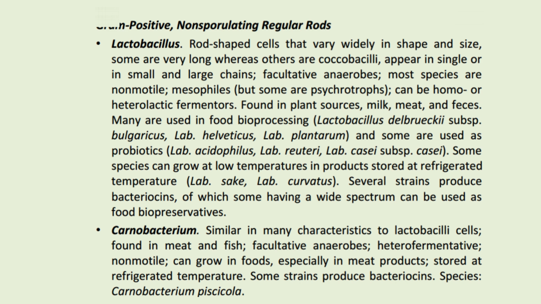Next is Carnobacterium. They are similar in many characteristics to Lactobacilli. They are found in meat and fish, are facultative anaerobes, and can grow in refrigerated meat products. Some strains produce bacteriocins. An example species is Carnobacterium piscicola.